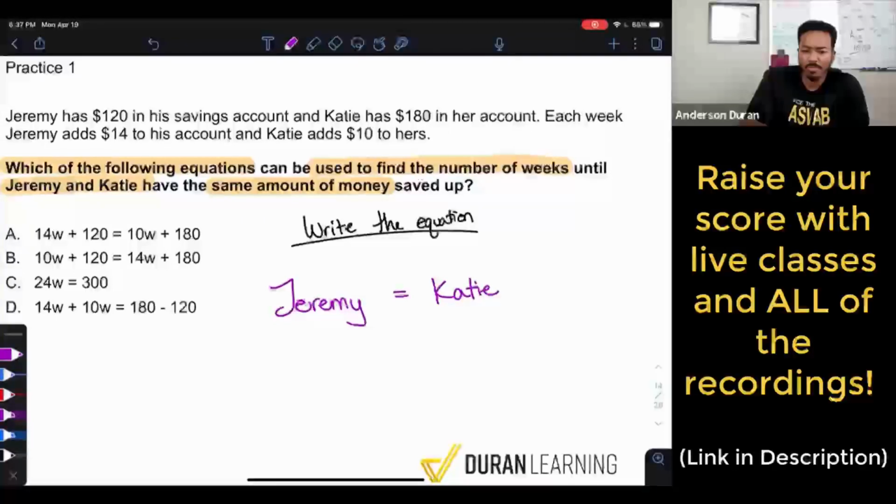That's fair to say. And again, all we're trying to do is start in English. I know that there's so much to do, but let's just start in English. Plain and simple. We're just trying to make Jeremy equal Katie when it comes to money.